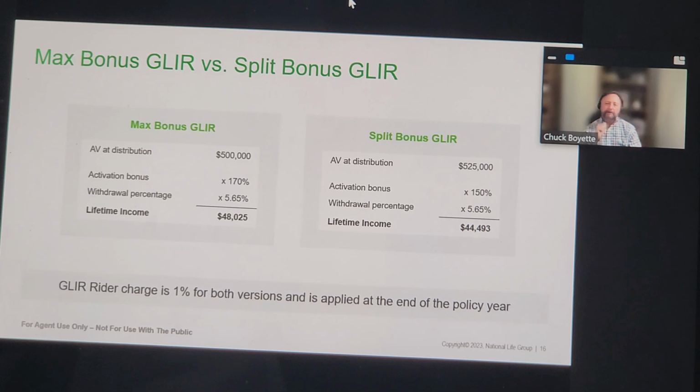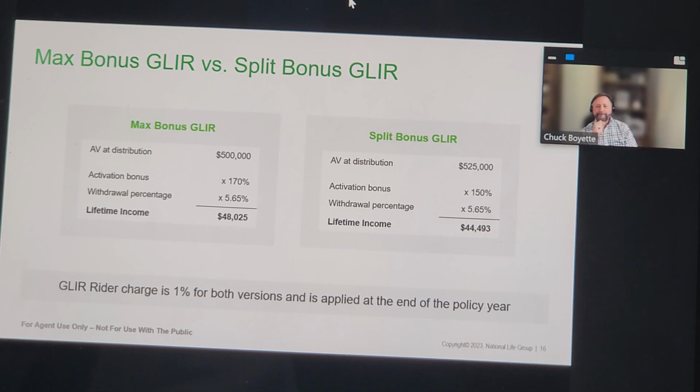So let's compare the max bonus with the split bonus so you can see the advantages of both. So the max bonus, the account value at distribution $500,000. When the client activated their GLEAR, they got a 170% bonus. So what do we do? We multiply the 500,000 times 170%, and then by their withdrawal percentage of 5.65, and we come up with their guaranteed lifetime income of $48,025.